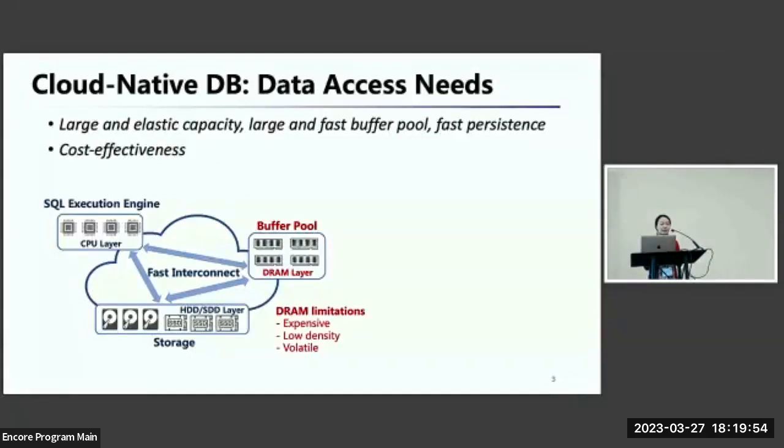So one concern here for DRAM as the memory layer is that it is actually quite expensive, and also it has a lower density per server because a certain DIMM slot cannot support very large memory. And finally, it is volatile.